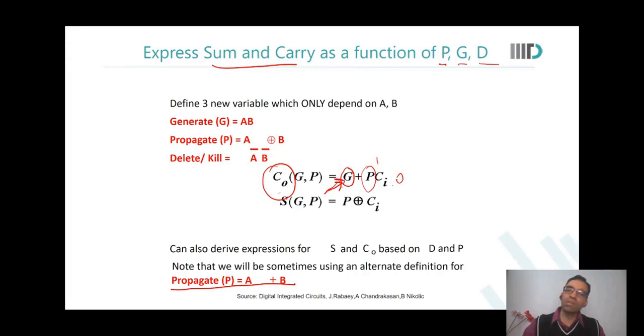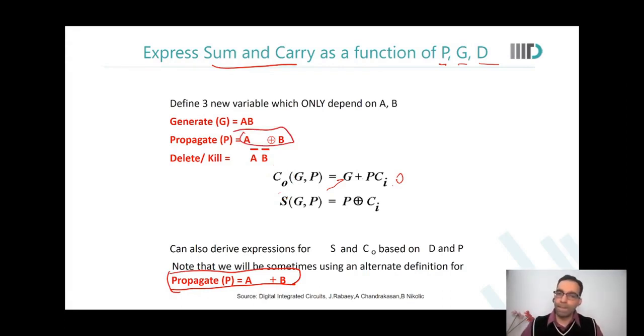Because C out will be given as 1 from here, generate part itself. So many times, just to make your logic simpler, we may want to use propagate as A or B instead of A's or B.